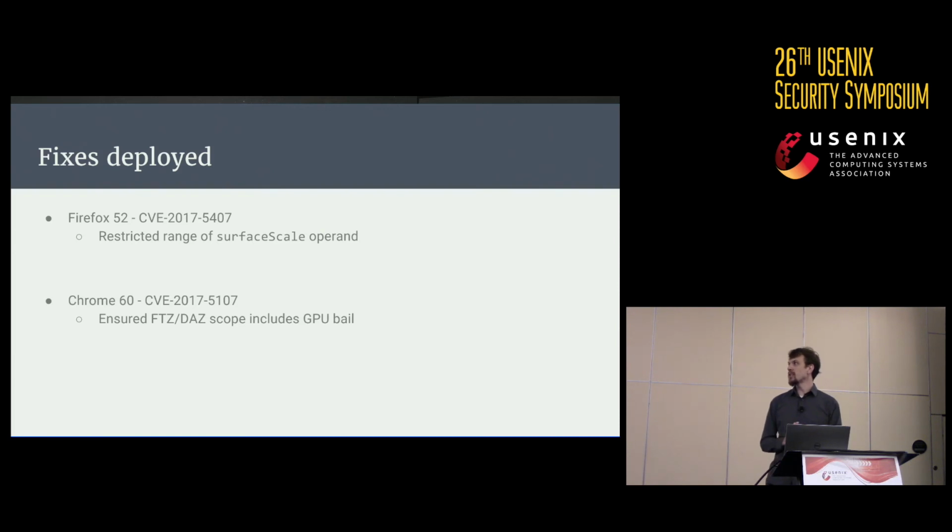Chrome, in Chrome 60, simply made sure that the scoping for their FTZ and DAS flags properly includes this GPU bailing case. As a side note, they discovered while fixing this bug that the FTZ and DAS flags had never been set on any Windows build. So yet again, managing FPU state, not a pleasant experience.